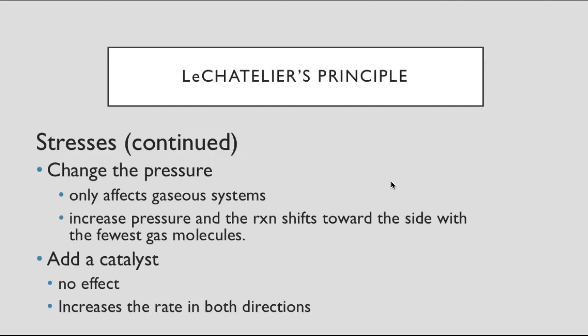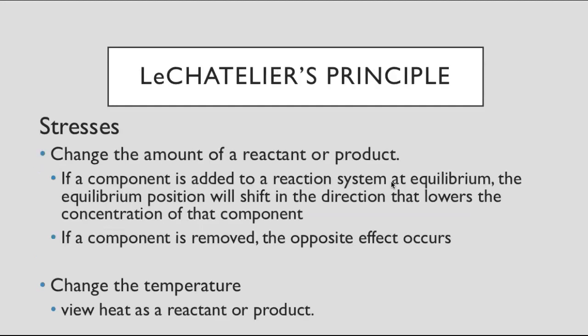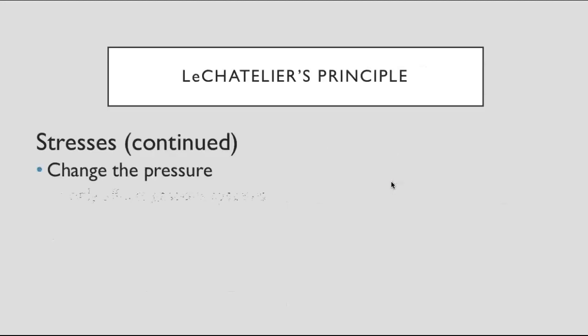So what you should do is go back and make sure you write down what we've just gone over, because now we're going to go through the examples and look at how adding or taking something away affects the equilibrium.